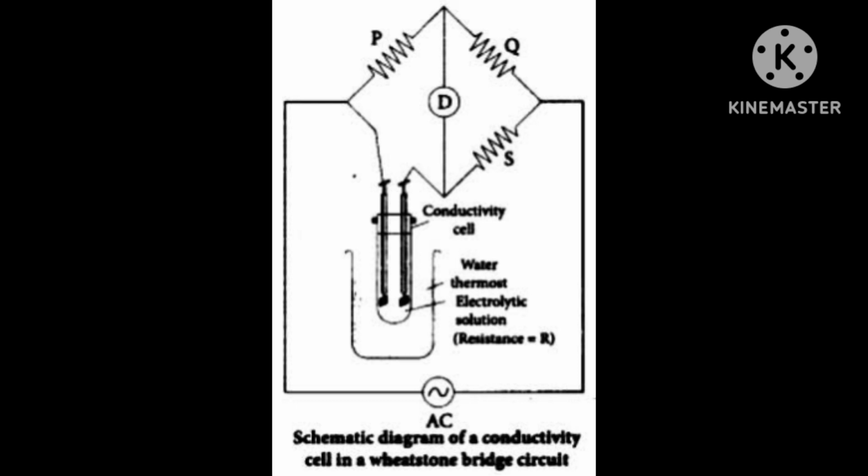Here the problem is that L and A are a little difficult to measure. Always you have to measure the length and the cross sectional area, so it is somewhat impractical. Hence what is an easy task? In an indirect way we should know the value of L upon A, that is the cell constant.